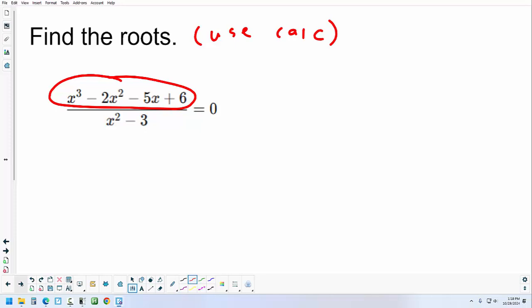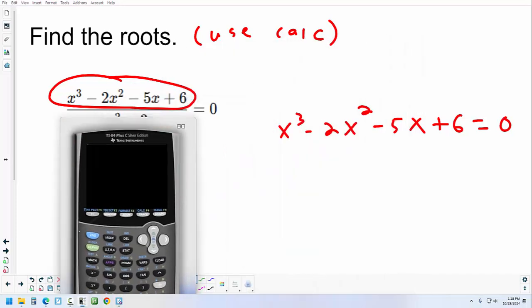Okay. Start out the same way. You have something divided by something equals 0. If we're going to divide these two things and get 0, what does that mean the top has to be? Right. So all we're going to do is figure out where the top is 0. Okay. So let's try to do it.